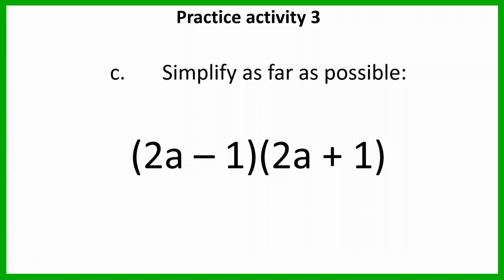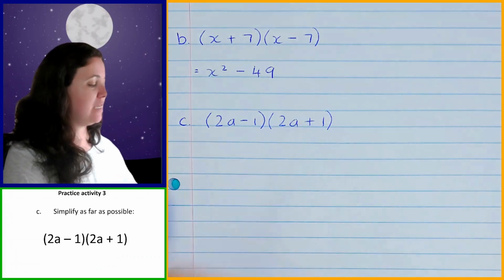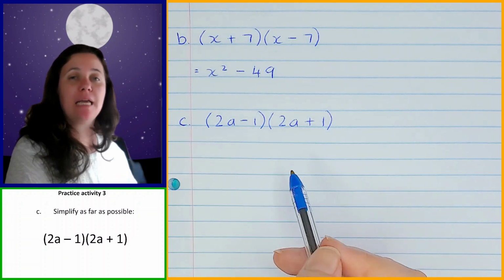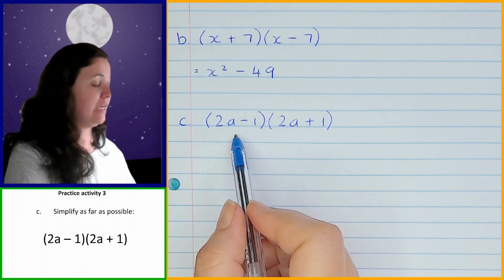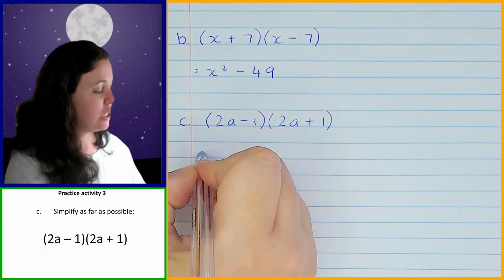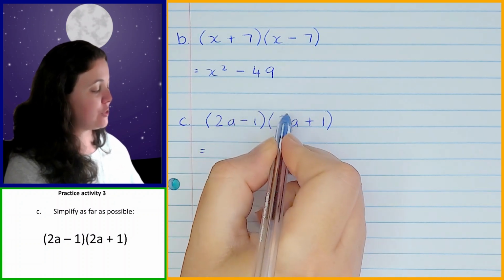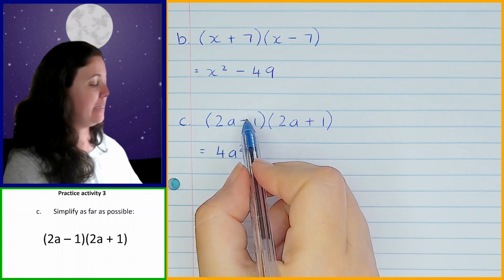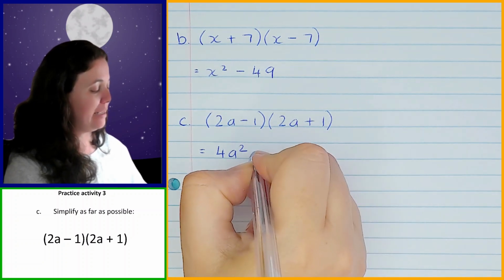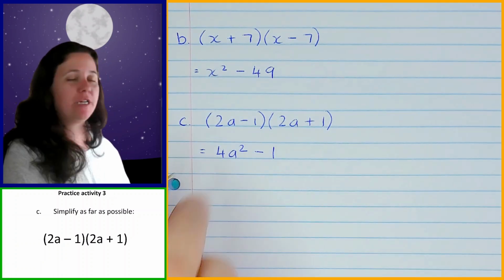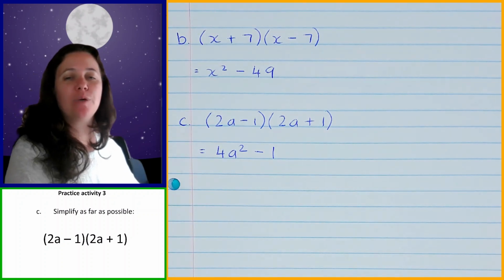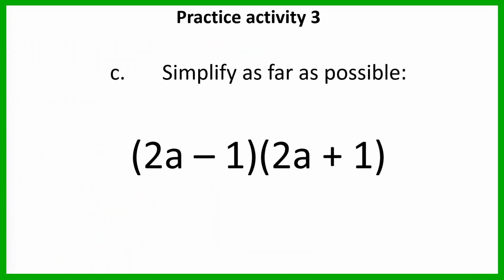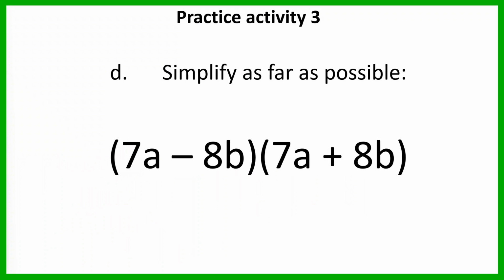Okay, so let's go through that question. So first, the two binomials are the same except for the minus and the plus over here. So I'm going to be using my shortcut. So I can say 2a times 2a is 4a squared. And then negative 1 times positive 1 is minus 1. So that you should get for question C. Right, let's go on to question D. Here you've got 7a minus 8b multiplied by 7a plus 8b. Give you 30 seconds for this one as well.